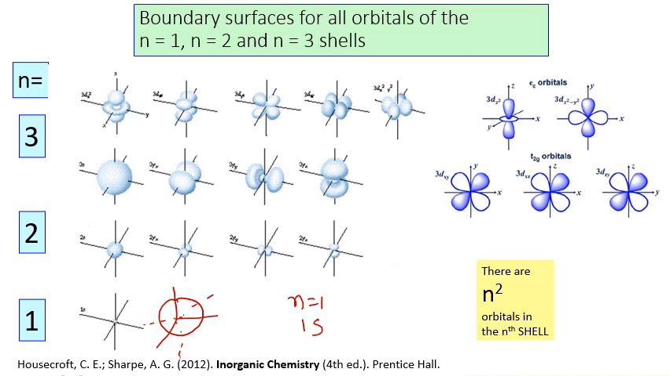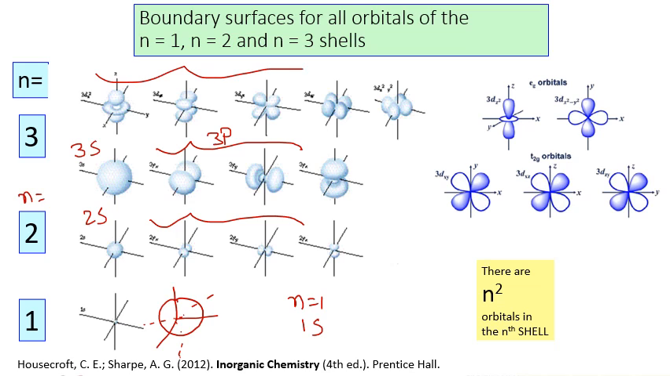For n is equal to 2, there are 4 orbitals possible, 2s and 3 2p orbitals, px, py, pz. For n is equal to 3, there are 9 orbitals possible. One is 3s, there are 3p orbitals of px, py, pz, and there are 5 d orbitals. So total 9 orbitals possible. So there is a formula, there is a trick, to calculate the number of orbitals for a particular cell given quantum number n. So basically, n square. These are n square orbitals in the nth cell.